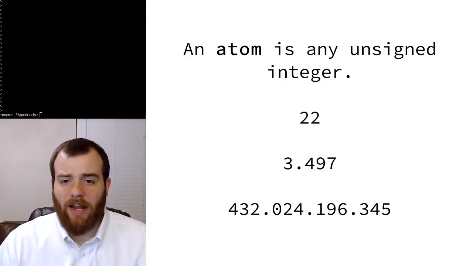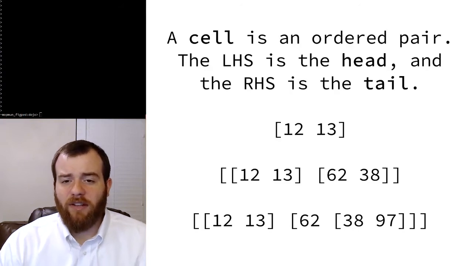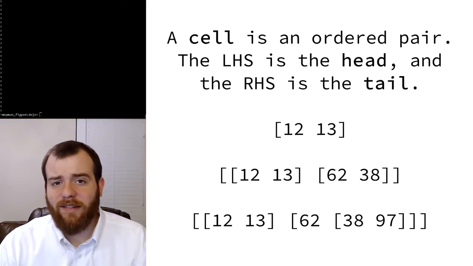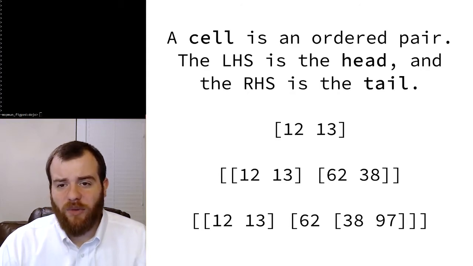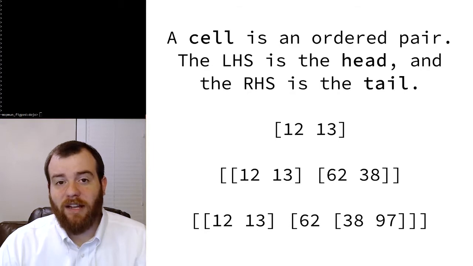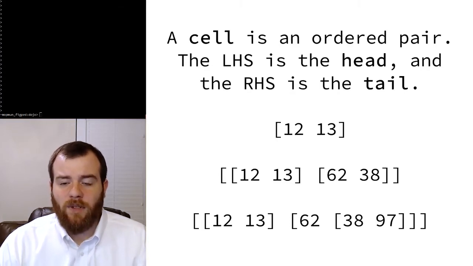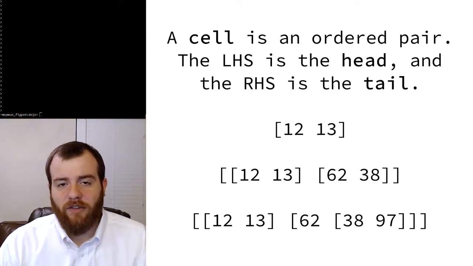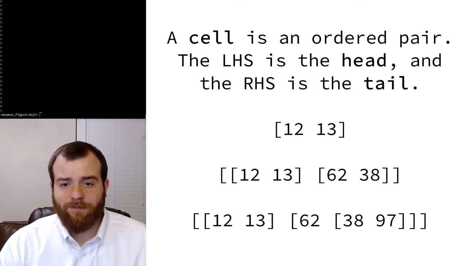Okay, so atoms are nouns, but cells are also nouns. A cell is an ordered pair of nouns, the left-hand side of which we call the head and the right-hand side of which we call the tail. So a cell can be a pair of atoms. It can be 12 and 13 inside those square brackets, or it could be a cell of cells, as we have in that second example, or it could be arbitrarily complex because it's recursively defined. So a cell of cells, and so on. You could also have something like a cell where the left-hand side's an atom, the right-hand side's a cell, and so forth. So these can be arbitrarily complex.